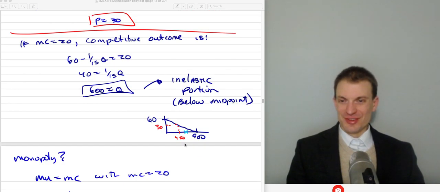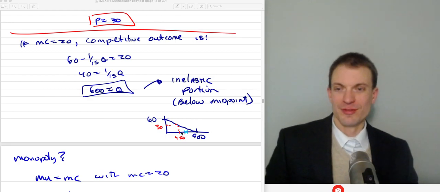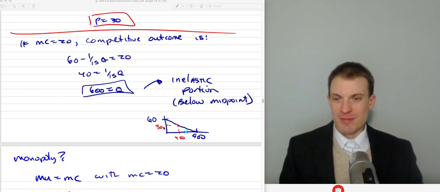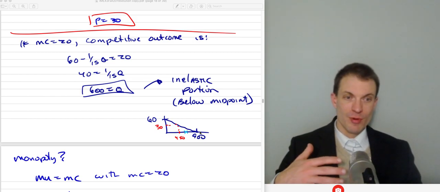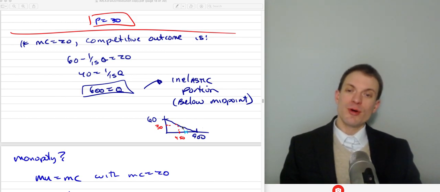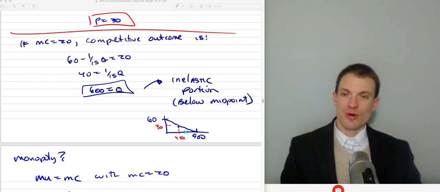The easiest thing to do is find out where this lies relative to the midpoint of this demand curve. So if this is my demand, the midpoint is going to be at a quantity of 450 at a price of 30. And then the competitive market's producing a quantity of 600, definitely at a price lower than 30. So it's below the midpoint. Points below the midpoint in the demand curve correspond to the inelastic portion of the demand curve. Points above correspond to the elastic portion of the demand curve.